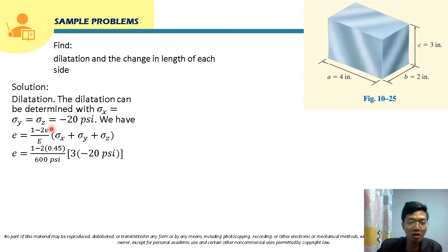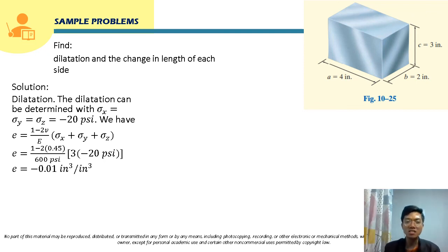Then, our Poisson's ratio here is given, 0.45, and our modulus of elasticity is also given, 600 psi. From here, class, we can solve for the dilatation. So the dilatation here is negative 0.01. The unit here is inches cubed over inches cubed, but actually, class, this is dimensionless.